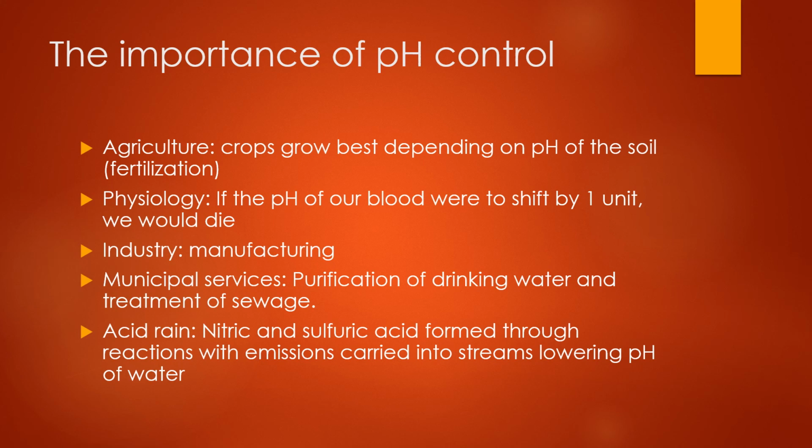Physiology is another area. So if the pH of our blood were to shift by just 1 unit, we would die. So we need a pH control of our blood. We need it to be in a specific range. And we're going to look at how our body does that later on in this chapter. Industry also needs it for manufacturing purposes. You don't want to put a skin cream on or a lotion on if it's acidic, right? So they need a pH control, and they need, when that material disintegrates, for the pH not to change.